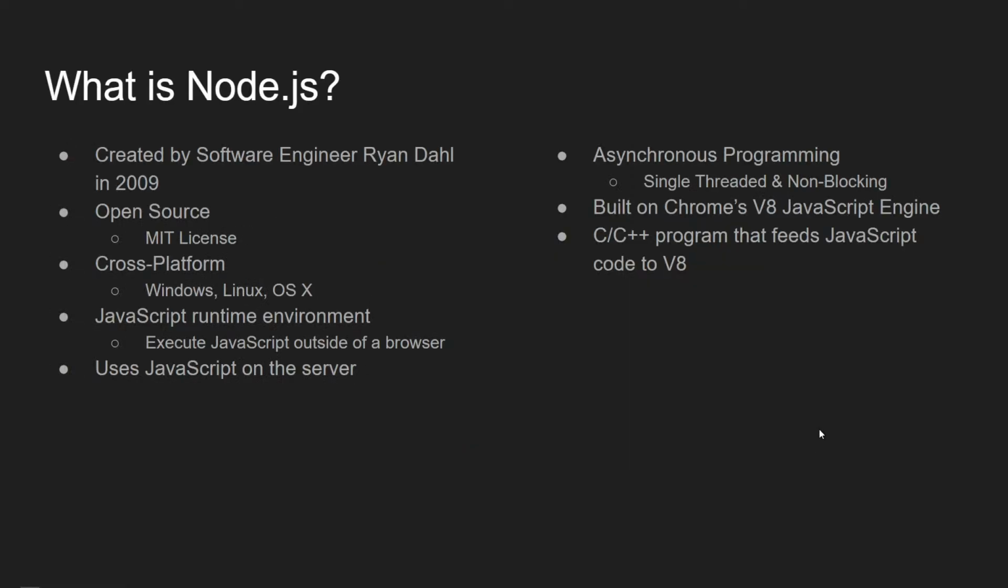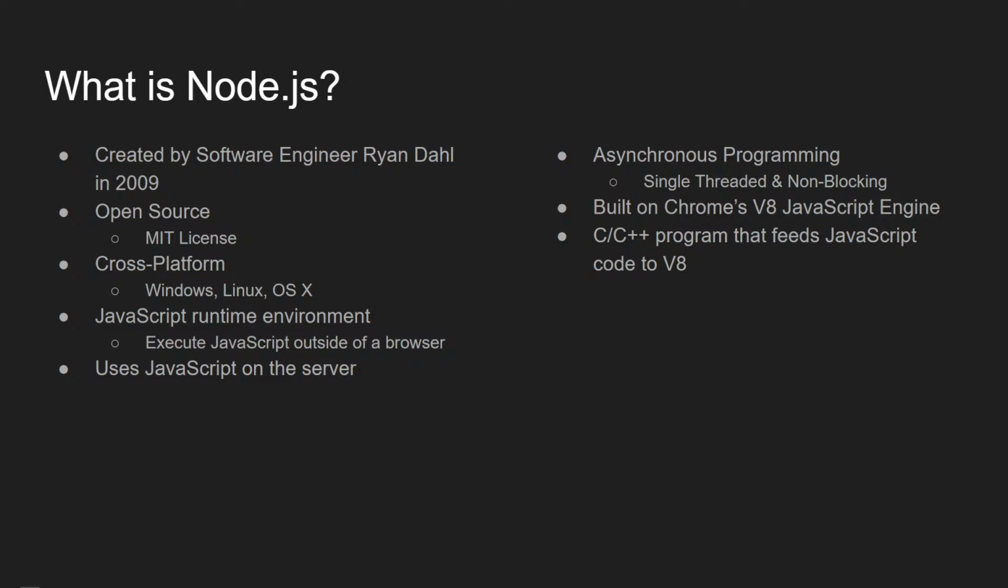So what is Node.js? Here's some historical information. It was created by a software engineer called Ryan Dahl in 2009. As a side note, he's also created a new server framework called Deno. It's not production ready, but it's almost there. Node.js is open source and cross-platform, works on Windows, Linux, and Mac. It's basically a JavaScript runtime environment that allows you to execute JavaScript outside of a browser.